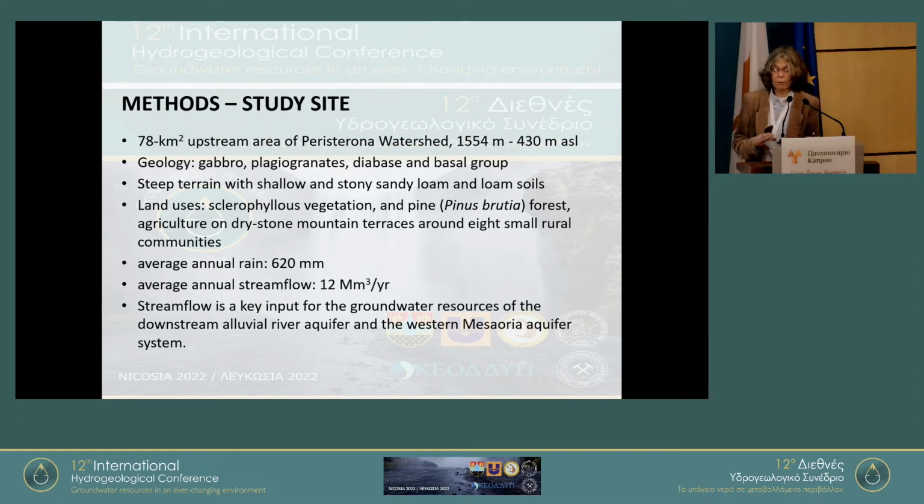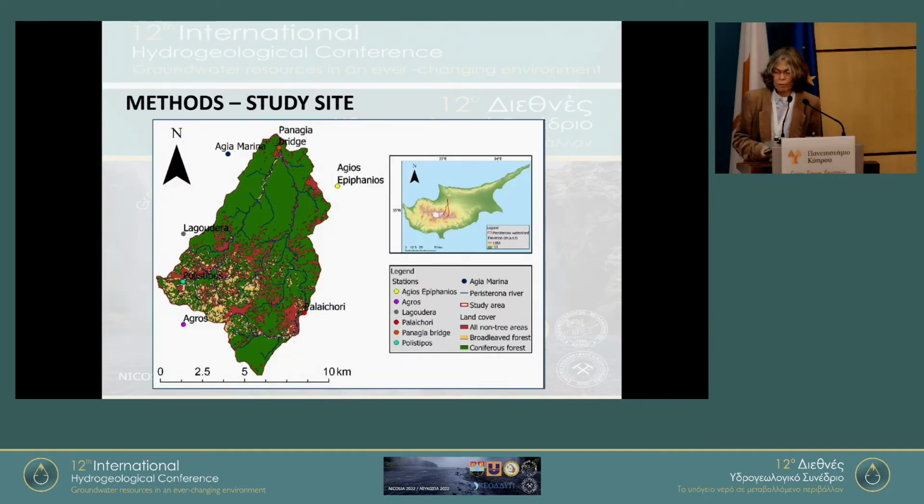And the stream flow is a key input for groundwater resources of the downstream alluvial river aquifer and the Western Mesaoria aquifer system. So you see here the upstream area of the watershed, in green the pine forest and sclerophyllous formations, in red the agriculture, lighter the broadleaf vegetation, and the rural communities mainly in the upstream area.